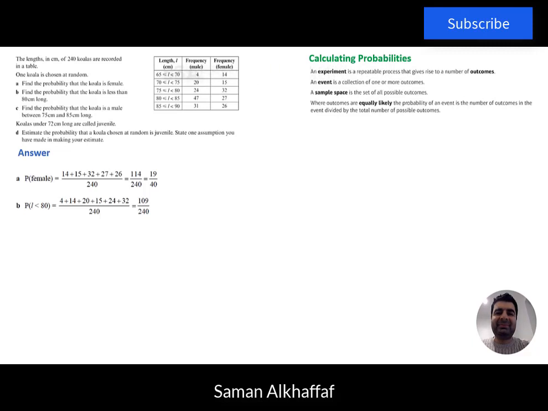And we are also told that the koalas under 72 centimeters long are called juvenile. For part C, we need to find the probability that the koala is a male between 75 centimeters and 85 centimeters long. So in this scenario, we take both ranges, the 75 and 85. So for the male, we have the 24 frequency and 47 being added to each other, all divided by the total of both groups, male and female, which is 240. That would give us 71 divided by 240.